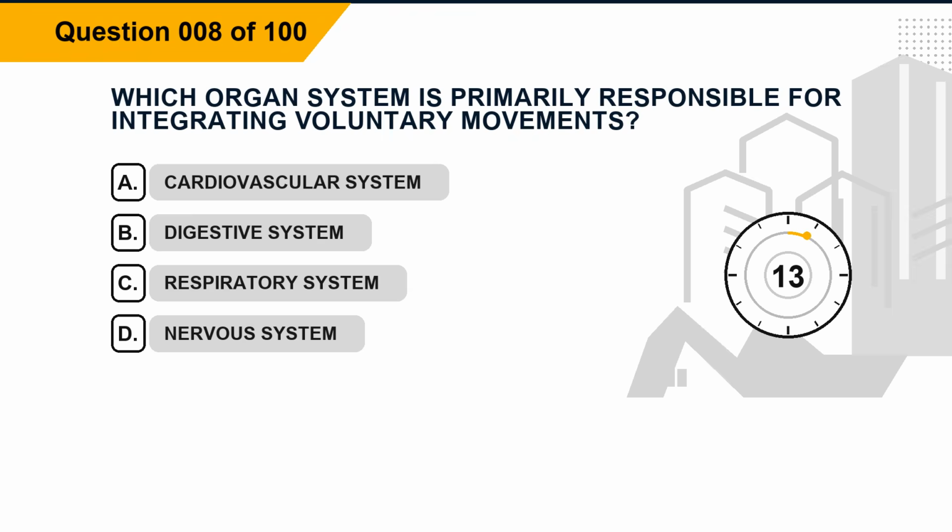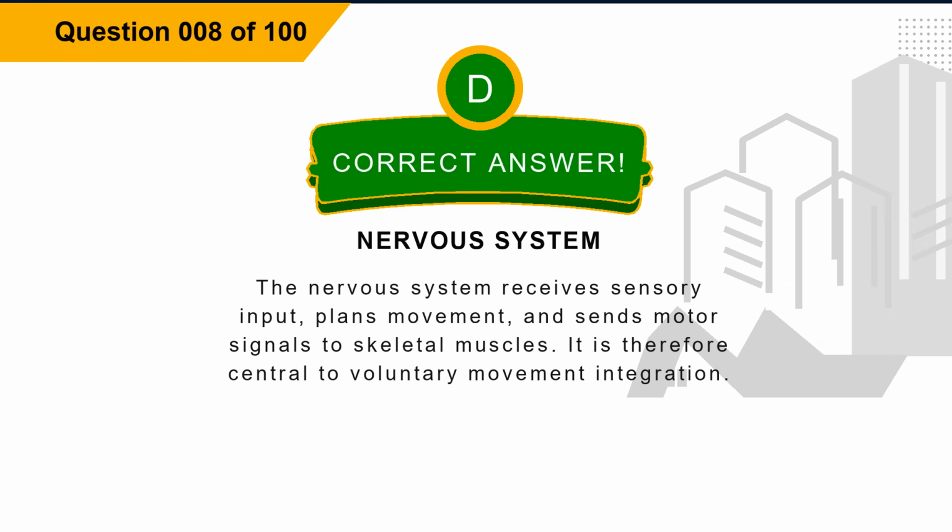Question 8. Which organ system is primarily responsible for integrating voluntary movements? Option A, cardiovascular system. Option B, digestive system. Option C, respiratory system. Option D, nervous system. The correct answer is option D, nervous system. Explanation. The nervous system receives sensory input, plans movement, and sends motor signals to skeletal muscles. It is therefore central to voluntary movement integration.